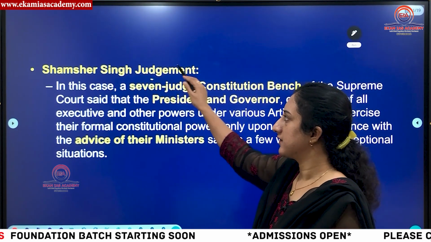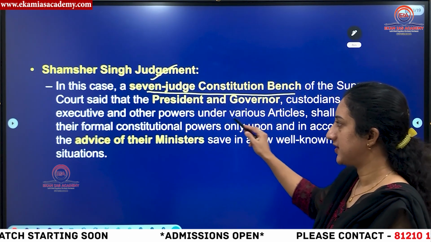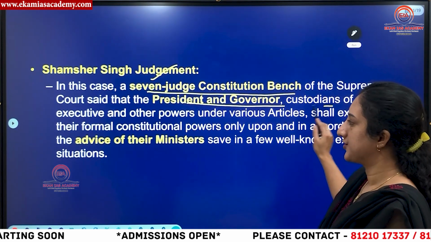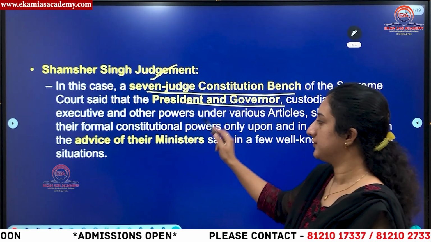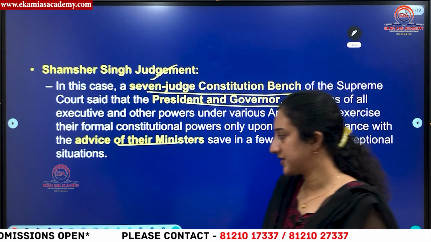Then in the Shamsher Singh versus State of Punjab case, a 7-judge constitutional bench said the President and Governor, the custodians of the executive, have to act only on the aid and advice of the Council of Ministers, but not on their own personal discretion.